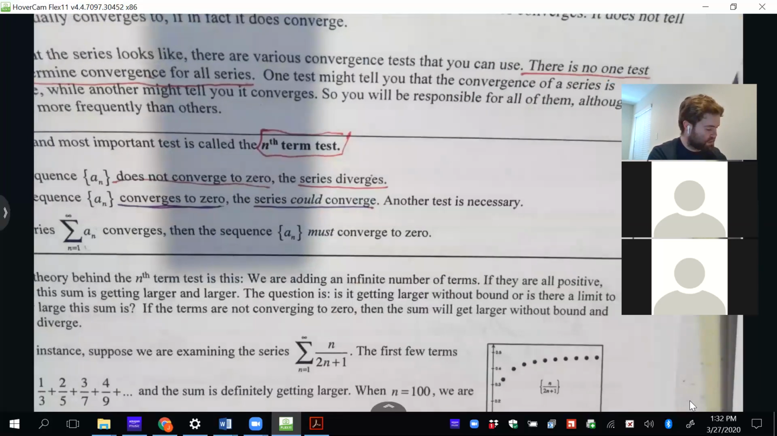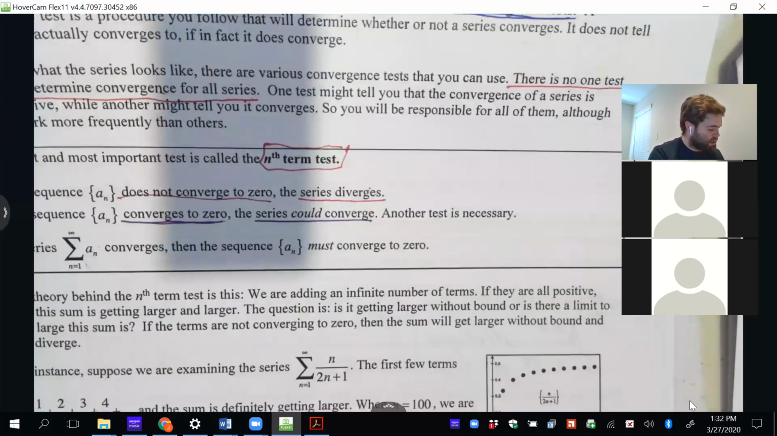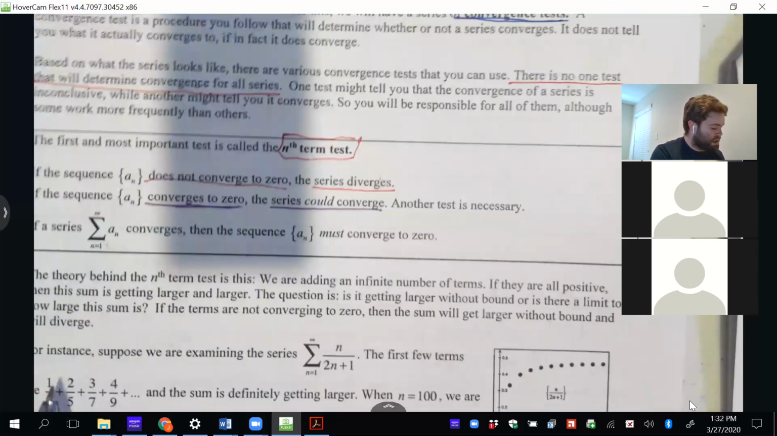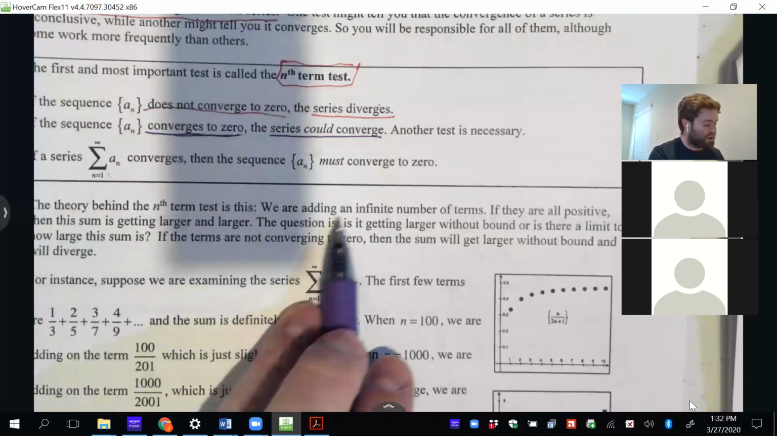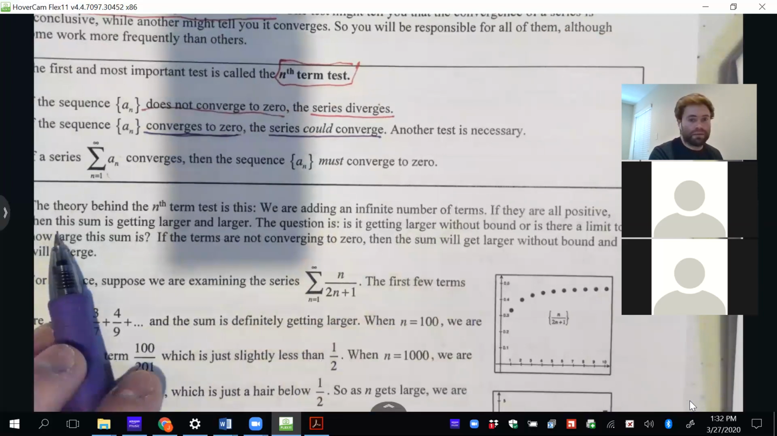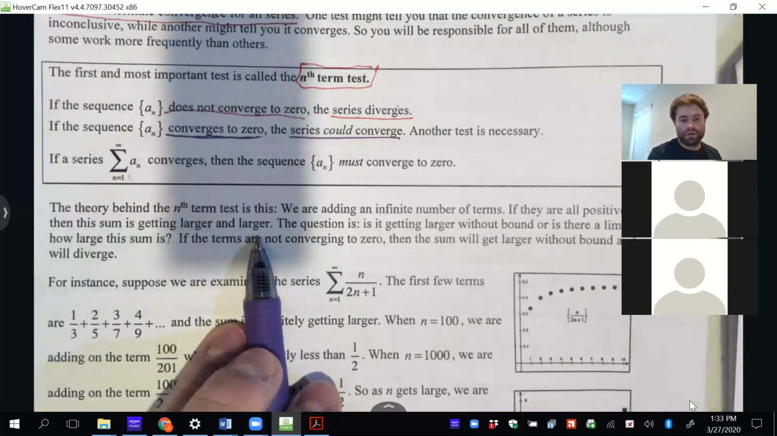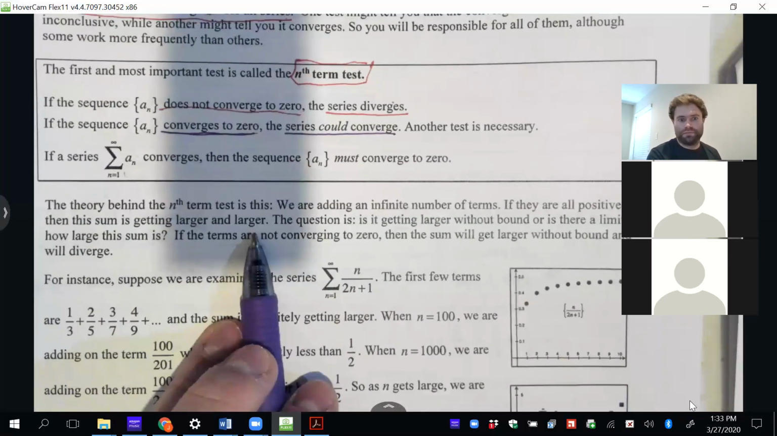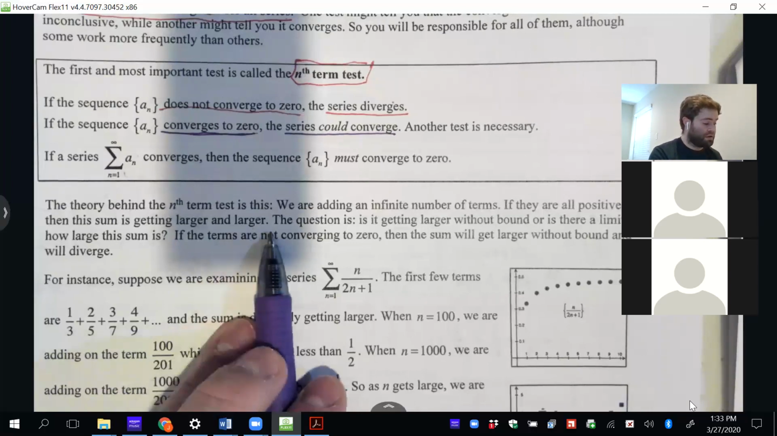We're going to skip some of the stuff down here. But essentially, the idea is that if we're adding an infinite number of terms, and they're all positive, the sum's just going to keep getting bigger and bigger and bigger. So the only way for the sum to actually approach some value when we add an infinite number of terms is that eventually we need to be adding almost nothing.